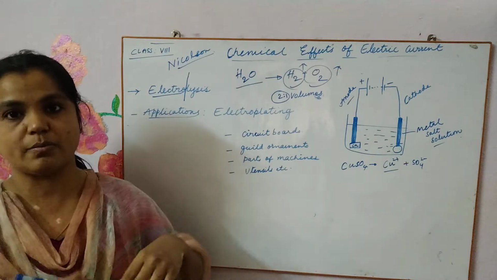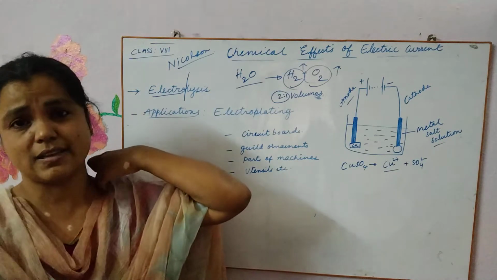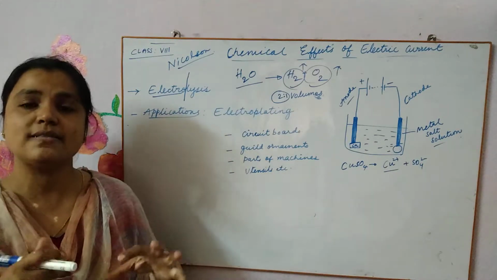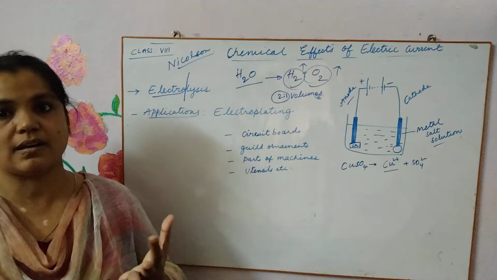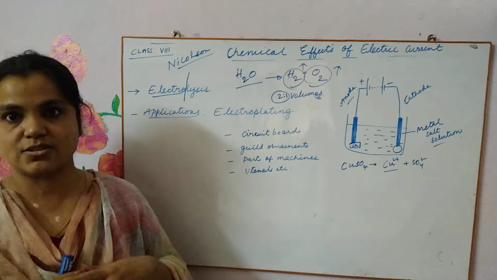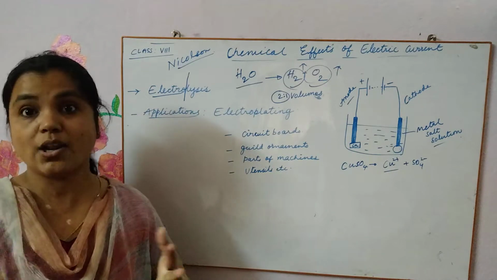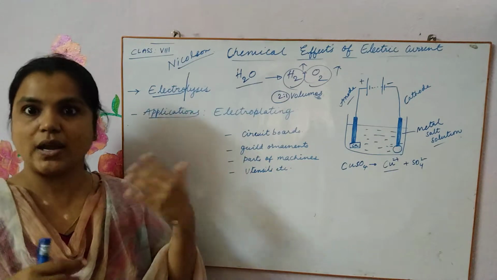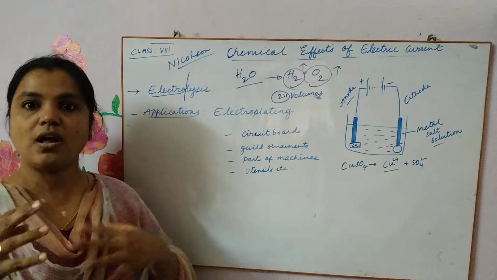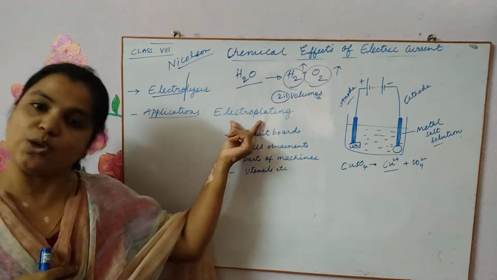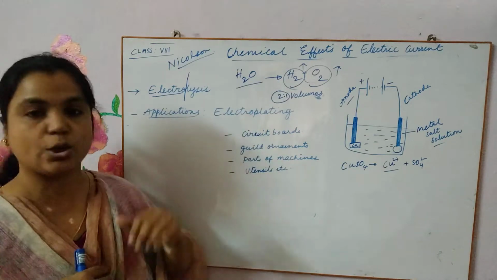Also some gilt ornaments, like the earrings or the necklace or whatever, which are made of a cheaper metal, can be made more lustrous and shiny by using this electroplating. Gold plated ornaments, have you heard of this? One gram gold plated ornaments and all these are mainly made by using this procedure only, electroplating.